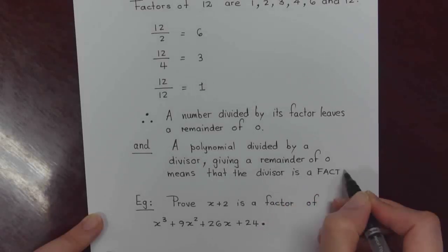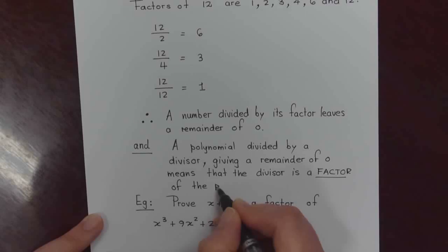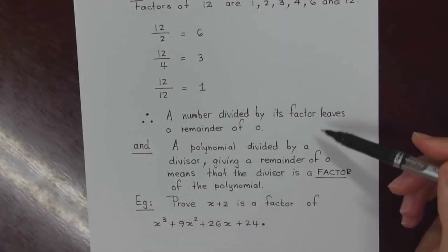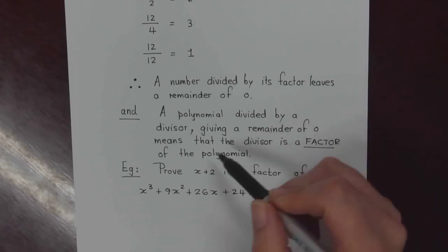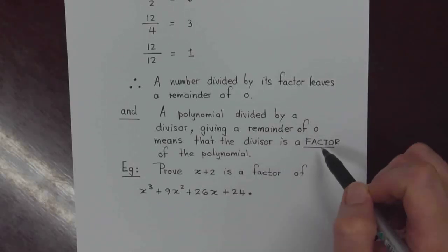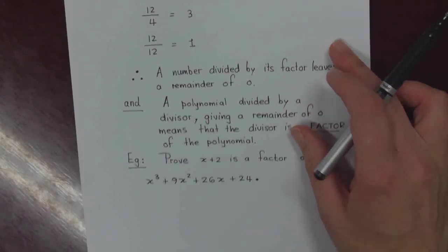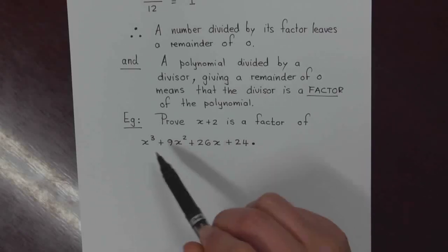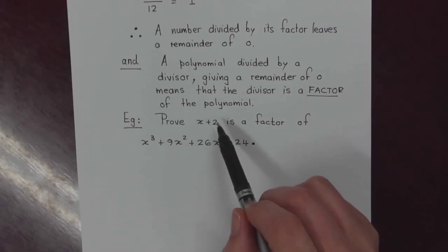So this is the important bit that you need to realize. A polynomial divided by a divisor giving a remainder of 0 means that that divisor is a factor of the polynomial. So the way that translates into a mathematical sum is the following. It says, prove that x plus 2 is a factor of that particular polynomial expression. Now if I want to prove that this is a factor, first things first, I have to calculate the remainder if this polynomial is divided by that divisor.